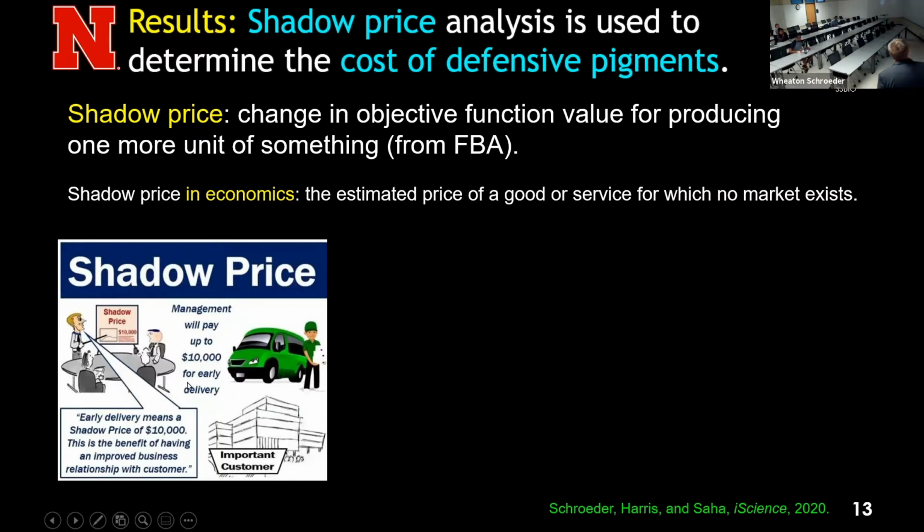So this little cartoon here sort of gives an overview of it. The economist says that early delivery comes with a shadow price of $10,000 because it produces a better relationship with the customer. So then the management will pay up to $10,000 to cash in on that very real value. So that's sort of how shadow price works in a biological context as well.